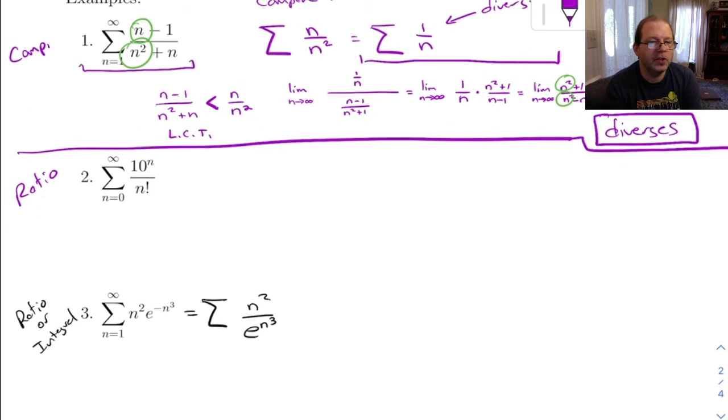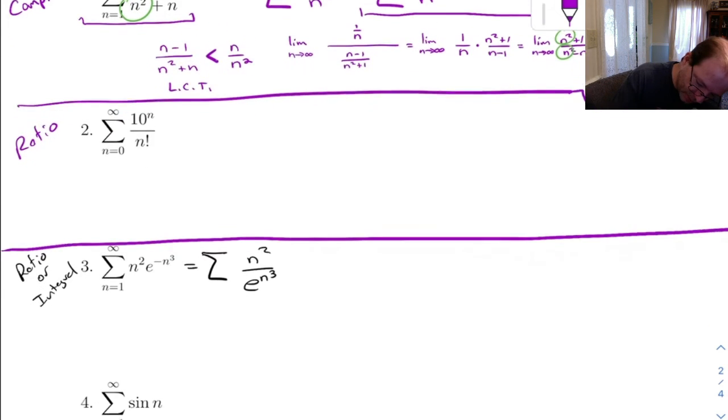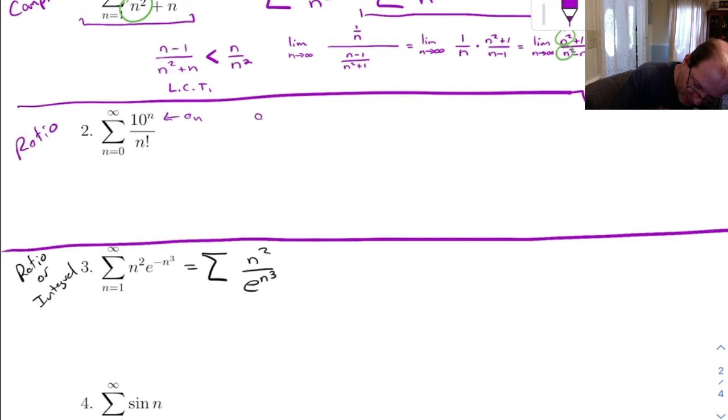Okay, this next one, the factorial is the big giveaway on this one. Factorial says this is going to require the ratio test. Now my gut tells me that this is going to converge, but I don't know right off. So we'll use the ratio test. So this is a sub n. A sub n plus 1 is 10 to the n plus 1 over n plus 1 factorial.